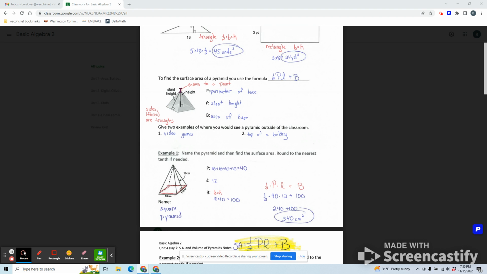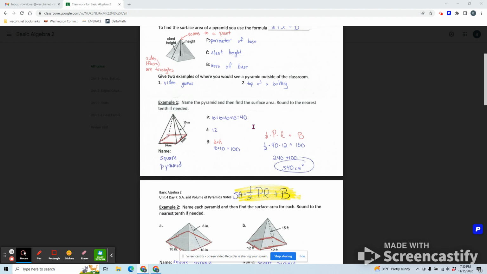So a pyramid comes to a point. So it's still a three-dimensional figure, but it comes to a point. Unlike a prism, which is a box, this does not. It doesn't look like a box. The sides or the faces are all triangles, whereas in a prism, all of the sides or the faces would be rectangles. So that's the big difference between the two. Different examples where you might see them: video games, top of a building, things like that.